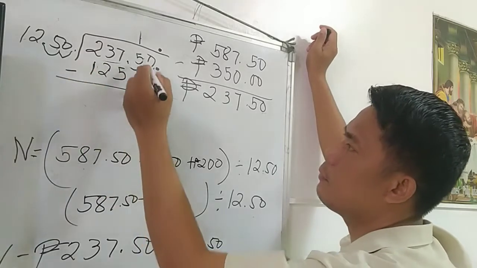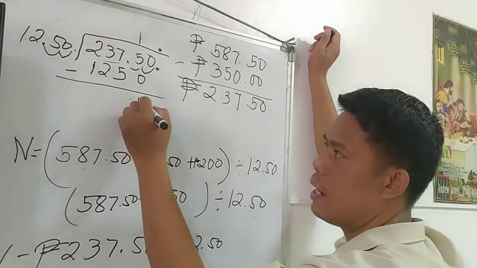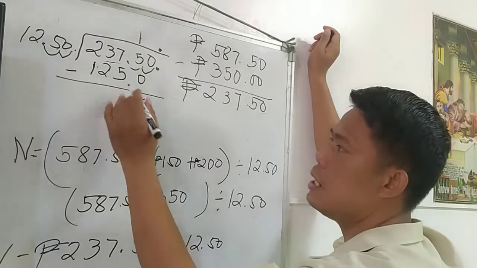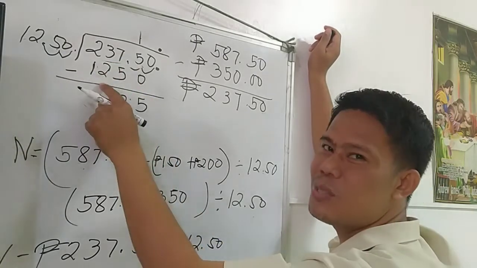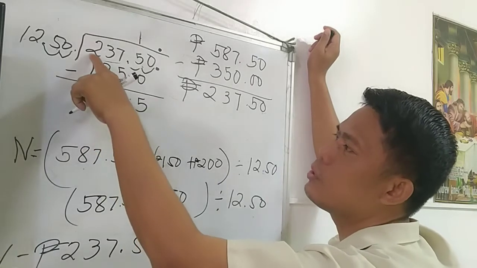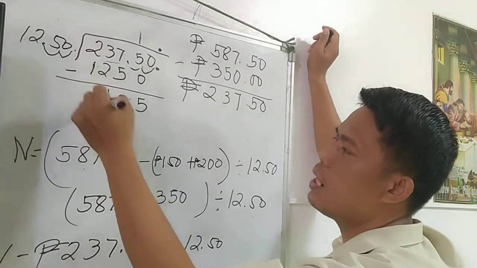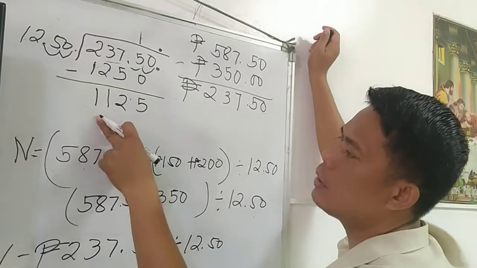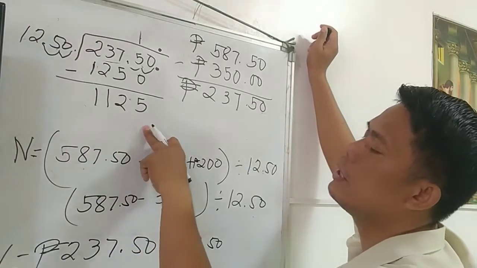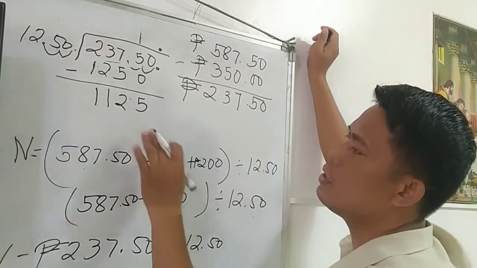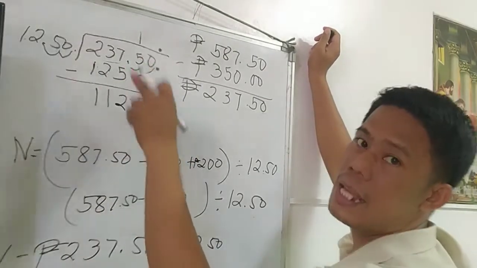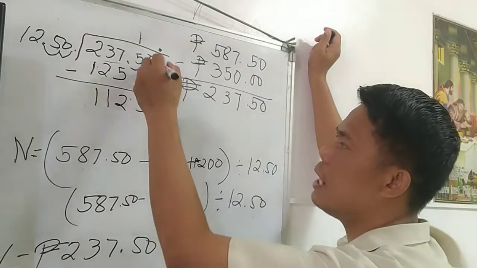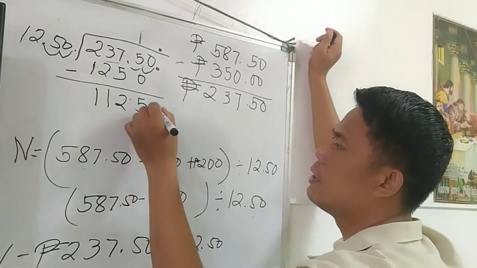Okay, minus. So 5 minus 0 is 5. 7 minus 5 is 2. 3 minus 2 equals 1. Then 2 minus 1 equals 1. So look at your difference. We have 1,125. The divisor is 1,250. So this is right since the difference is less than our divisor. Now bring down 0.